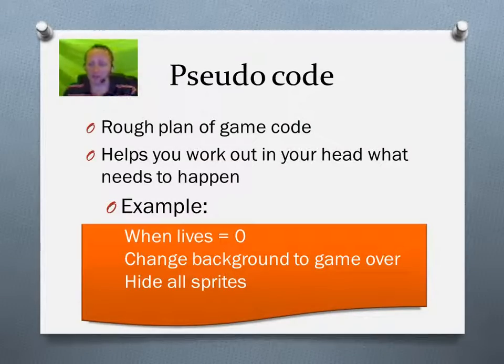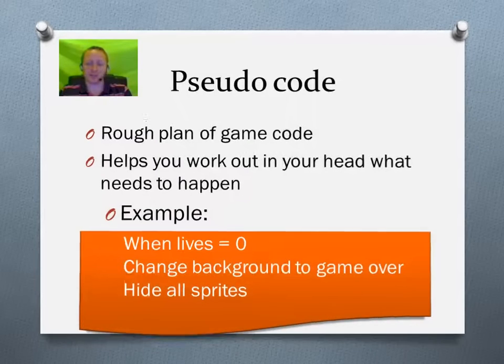So if you're coming up with ideas and you're working on paper and you don't want to be coding all the time, you can come up with the logic of how your code's going to work. You can figure it out in English in your head, get it down on paper and then create it in the Scratch environment. An example here is: when the lives are equal to 0, I've got to change my background to say game over, and I've got to hide all the sprites on my stage. That's your pseudocode, and it's important that you get some of that into your diary and your plan as well.